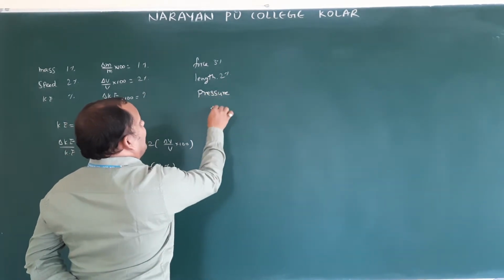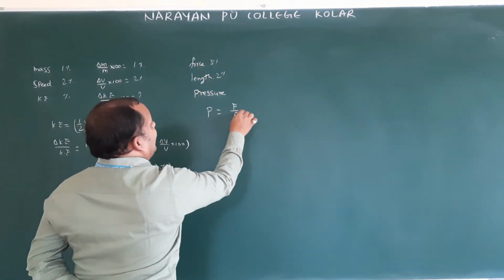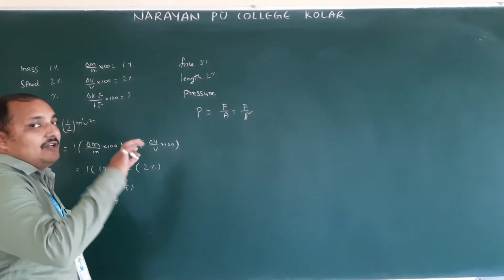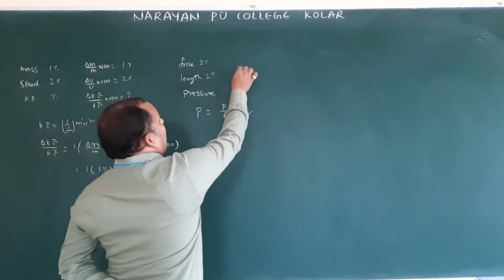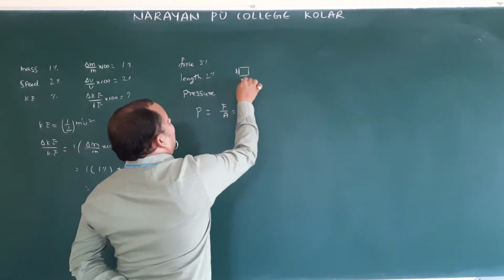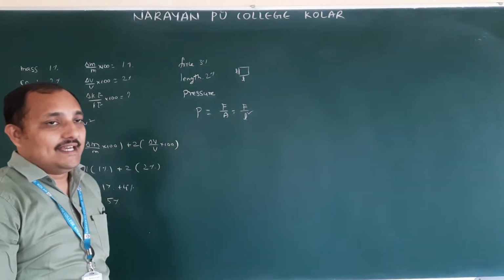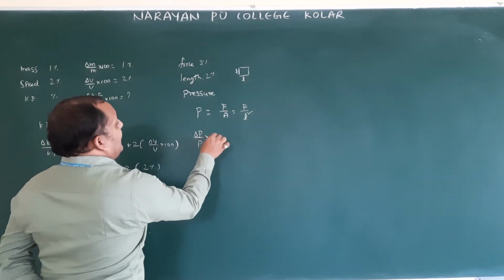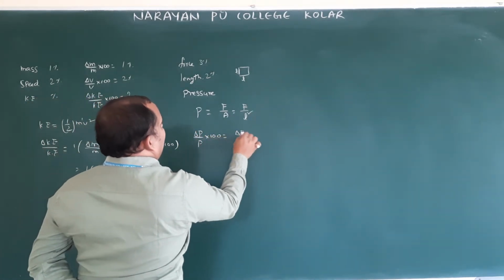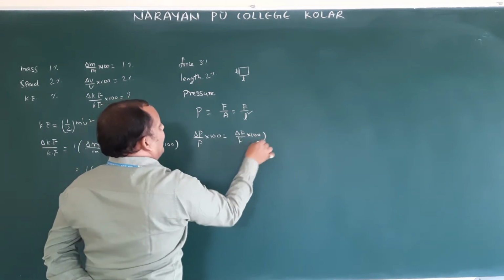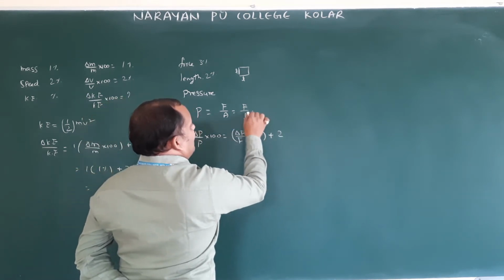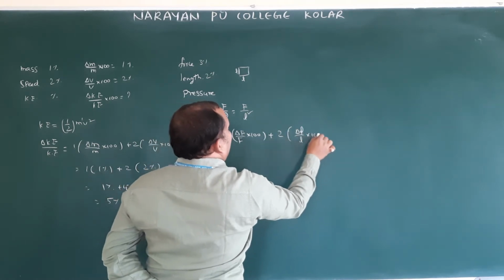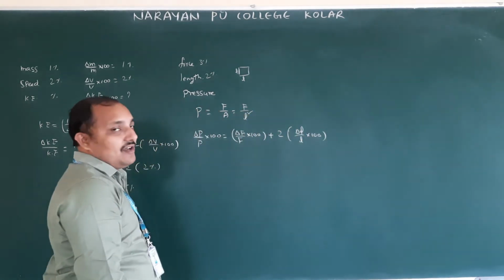What is the pressure formula we give? F by A. A means F by length into breadth. Square plate means all sides will be same. What is the area of this one? Length into length. F by L square. Then what is the formula we will write? Delta P by P into 100 is equal to delta F by F into 100 plus, power how much is there? 2. Therefore 2 into delta L by L, wherever it is there, numerator or denominator, always we will write plus.